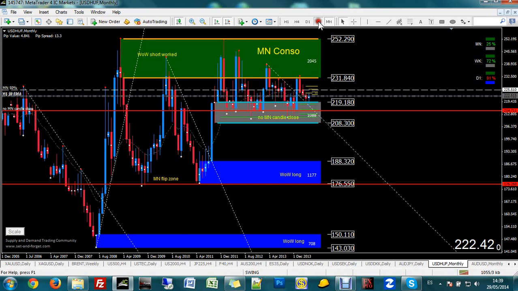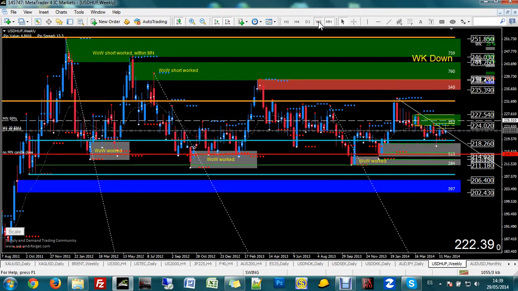So now let's switch to the weekly. As you can see on the monthly, on the weekly we do have this monthly area of demand. Okay, so price drop, rally, base, drop. Sorry, drop, base, rally, then dropped into this area of demand, and then rallied again.